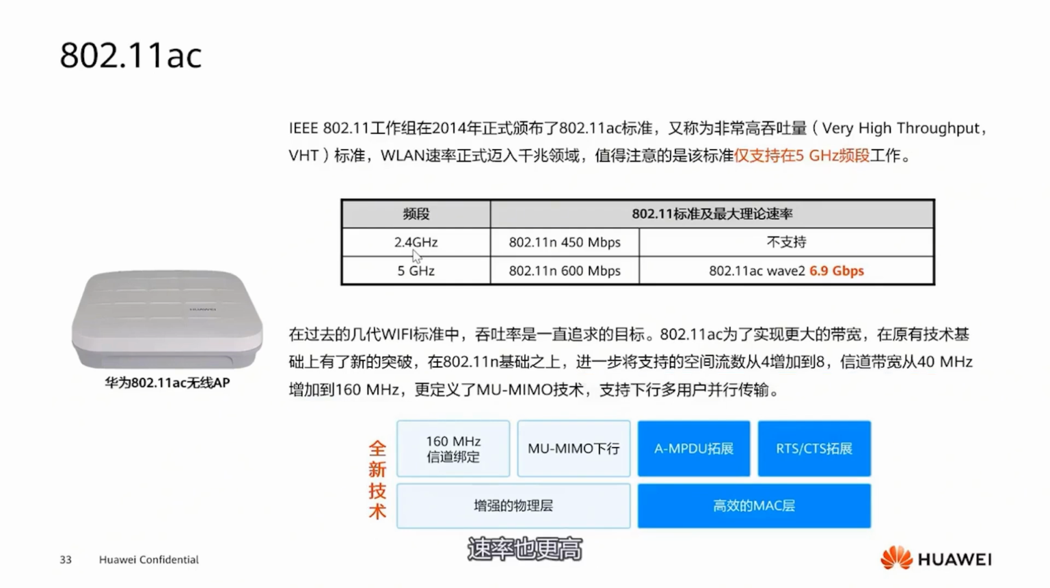Additionally, because it only operates in the 5 GHz band, all 2.4 GHz interferences, such as from Bluetooth, infrared devices, and microwaves, are ineffective against it. This makes it less susceptible to interference and more stable in transmission.